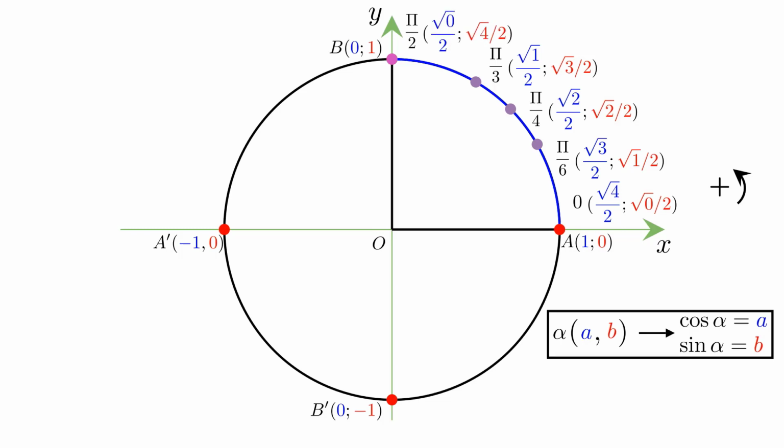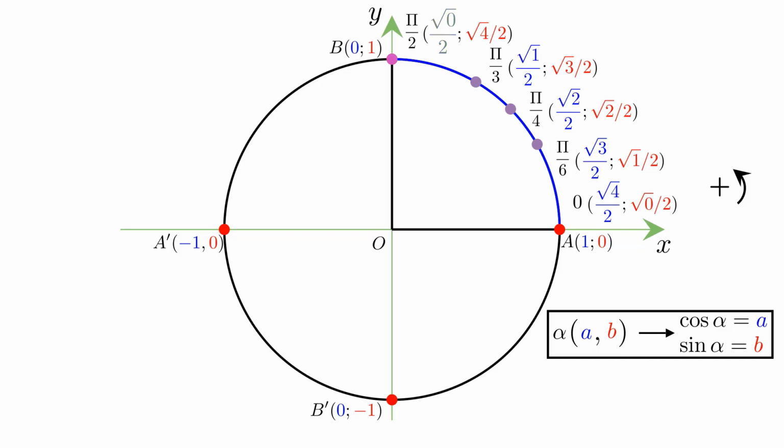In summary, as the value of alpha increases in the first quadrant, from 0 to pi over 6, pi over 4, pi over 3, pi over 2, the value of cosine alpha decreases according to an easy-to-remember rule. The square root of 4 divided by 2. The square root of 3 divided by 2. The square root of 2 divided by 2. The square root of 1 divided by 2. The square root of 0 divided by 2.